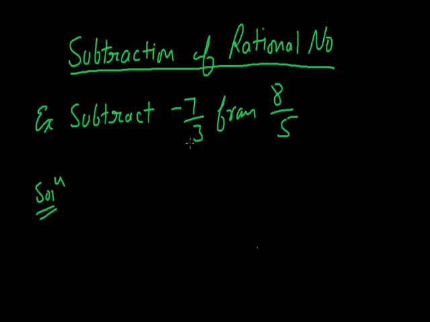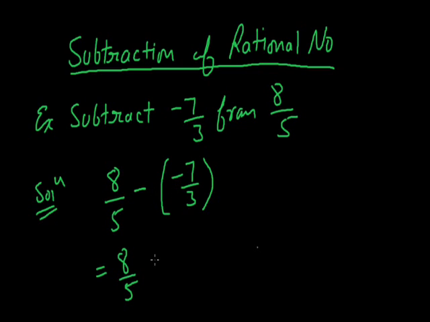We have to subtract minus 7 by 3 from 8 by 5. So from 8 by 5 we have to subtract minus 7 by 3. In this way we can write 8 by 5 minus, minus 7 by 3. Here outside the bracket there is a minus sign, so minus and minus get multiplied, so we get a positive sign. Minus minus becomes positive, so we write plus 7 by 3.